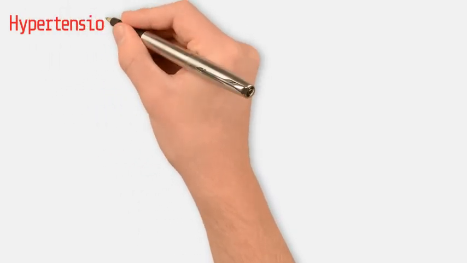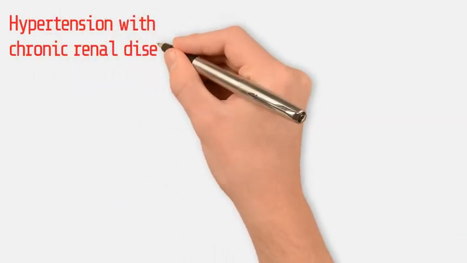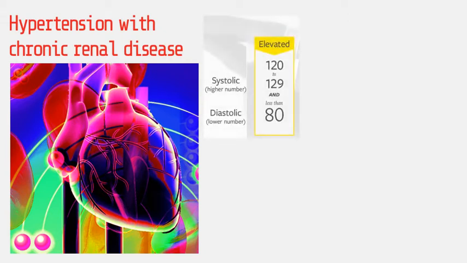In case of a patient of hypertension with chronic renal disease such as glomerulonephritis, one has to think about the level of hypertension and kidney disease. In case of elevated blood pressure, the diastolic blood pressure is within normal limit, that is, 80 mm of mercury or less, but the systolic blood pressure is ranging from 120 to 129 mm of mercury.